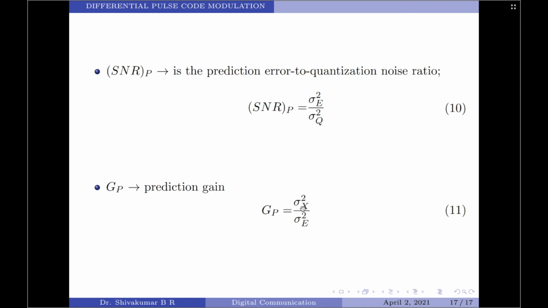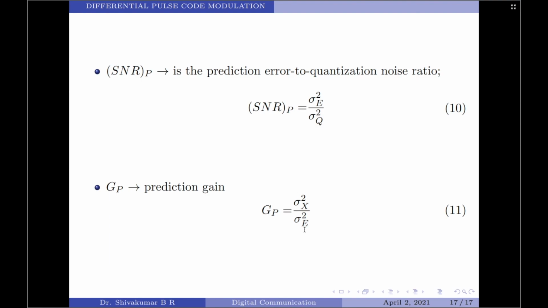We already know sigma x square is the variance of the input signal x of nTs and sigma e square is nothing but the prediction error. The quantity Gp, when it is greater than unity, represents the gain in signal to noise ratio that is due to the differential quantization scheme. Now, we know that for any given baseband signal, the variance sigma x square is fixed, so that the prediction gain Gp is maximized only by minimizing the variance sigma e square of the prediction error.